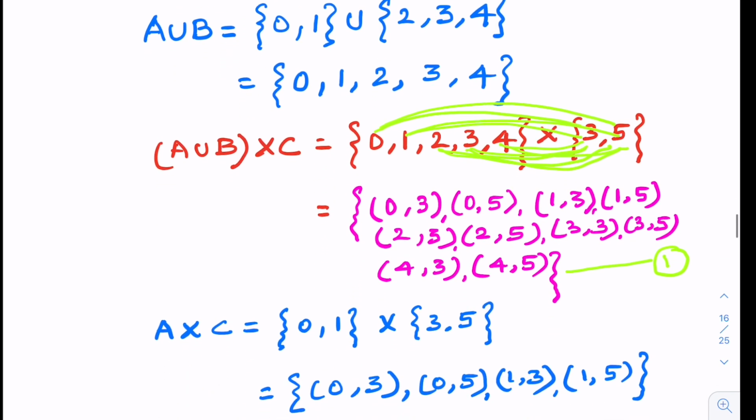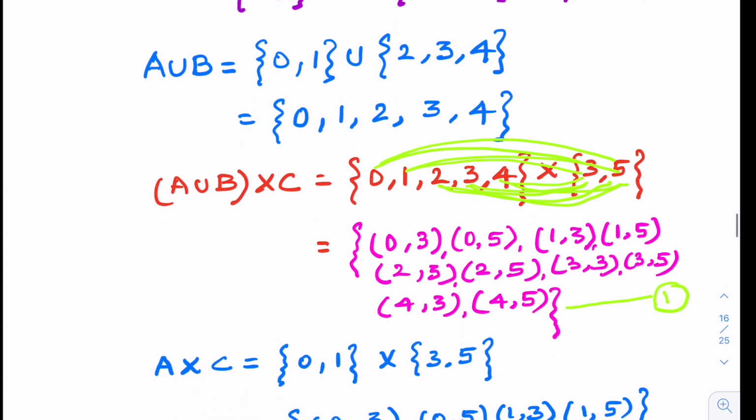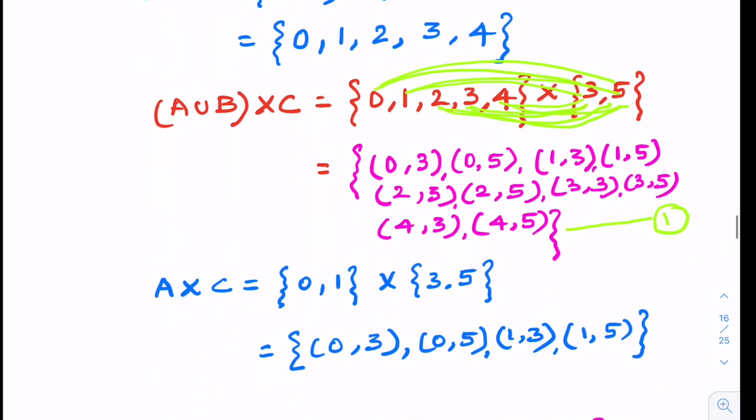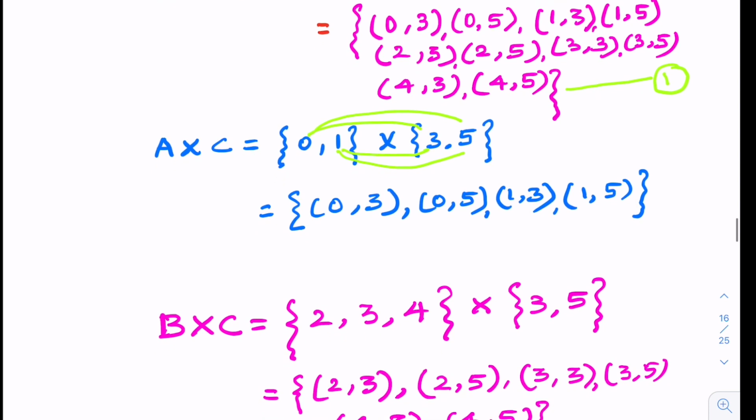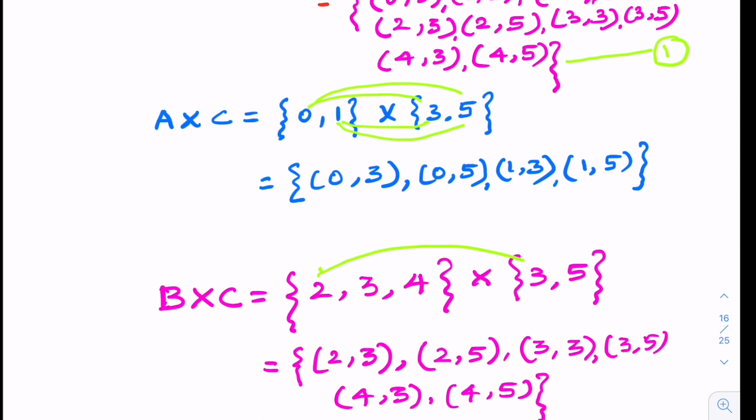Now let us go to the next side of the equation. We are going to find A cross C. So (0, 3), (0, 5), (1, 3) and (1, 5). So now let us go and find B cross C. (2, 3), (2, 5), (3, 3), (3, 5), (4, 3) and (4, 5).